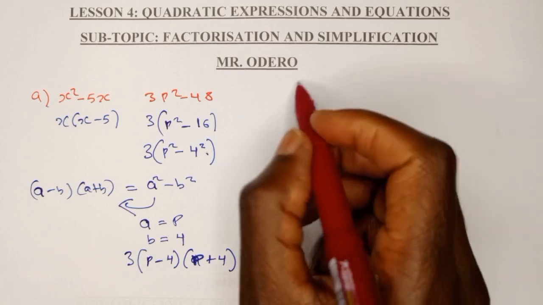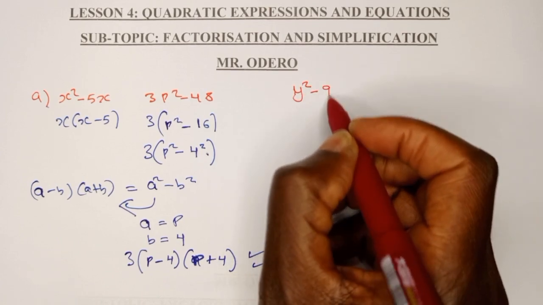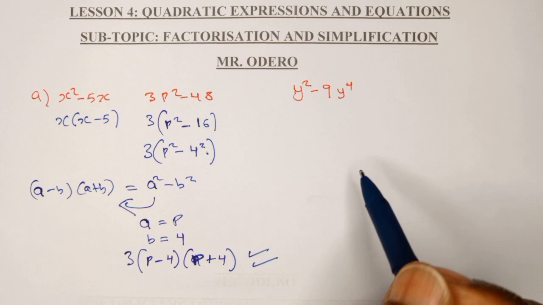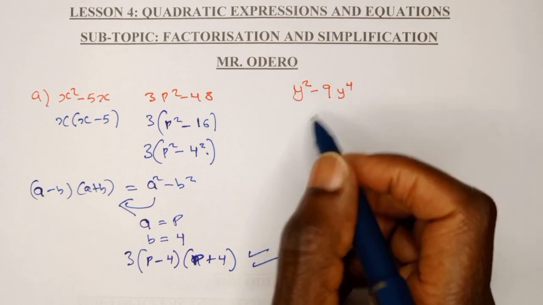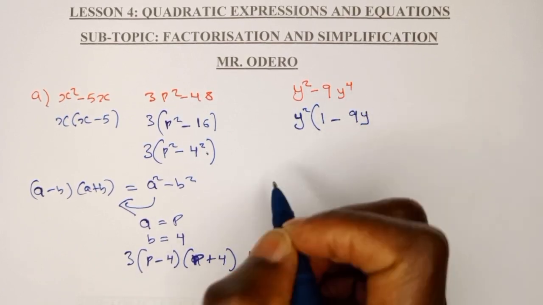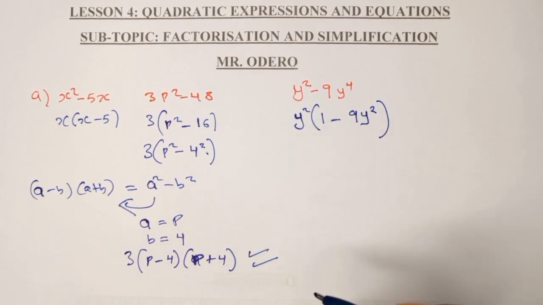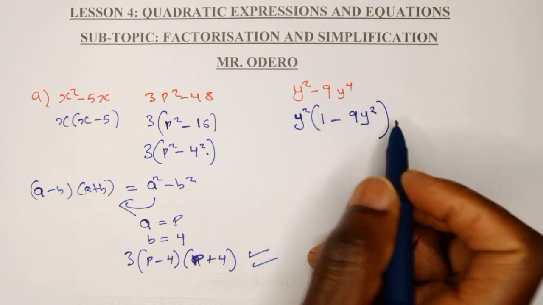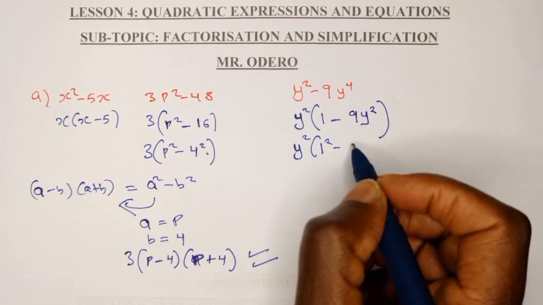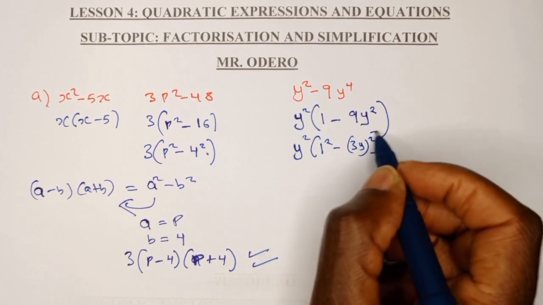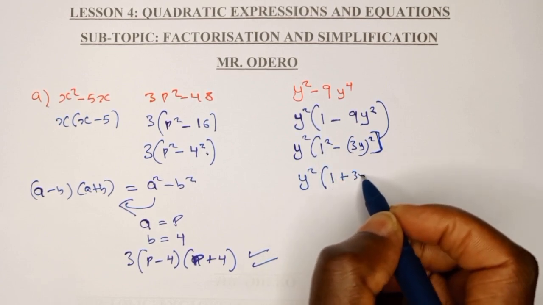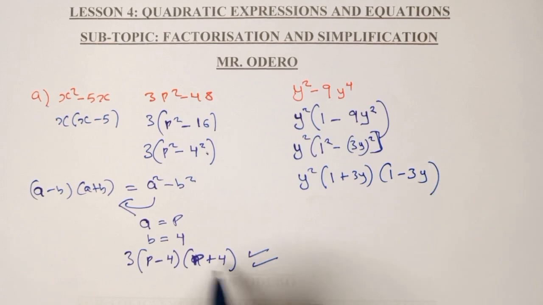Another one: if you have y squared minus 9y to the power 4, you check what is common. Whatever is common here is y squared. You can factor it outside, and that's what you're going to remain with inside. Now again, if you check this one, this is a difference of 2 squares, because it can be written as y squared into 1 squared minus 3y squared. So this will be written as y squared into 1 plus 3y and then 1 minus 3y. That is how you factorize that one.